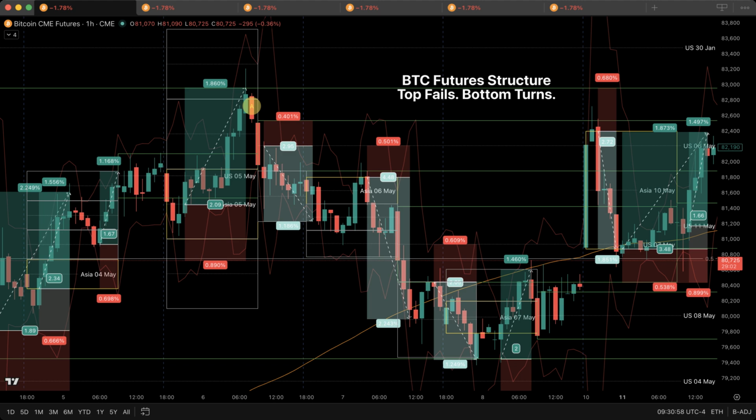Here, the stop must sit above the failed upper pressure. If price pushes through the upper boundary and reaches the January 30th U.S. lower memory, the short has lost control. The market has reclaimed too much space. The failed top no longer controls the trade, so the stop belongs there.